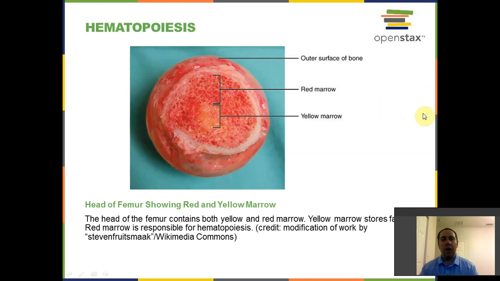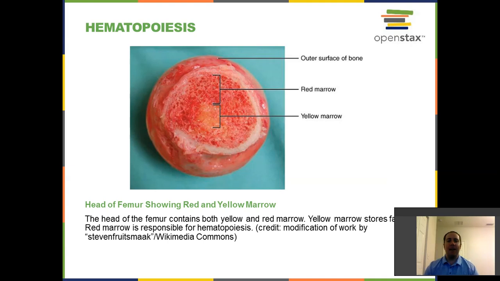The picture is showing the head of a femur. Now I know we haven't learned bones yet, but the femur is your thigh bone. And the femur has a big ball on the end that fits into your hip. So what you're looking at in this picture is that ball on the end of the femur that fits into your hip, and that ball can rotate all over the place. And so you're looking at that bone and you're seeing the bone marrow inside.